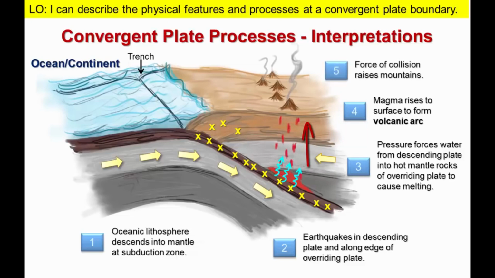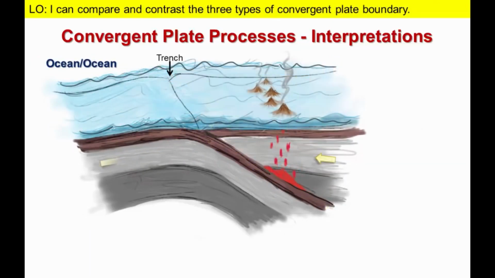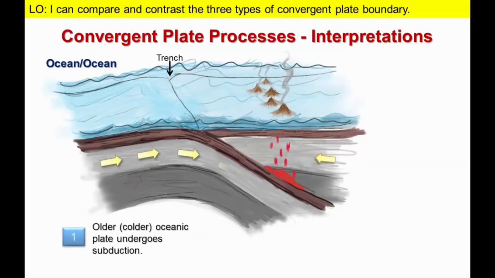Melting generates magma that rises to the surface to form volcanoes. Finally, the force of the collision produces mountains along the leading edge of the overriding plate. Similar processes occur where two plates of oceanic lithosphere collide. One significant difference is that we no longer have a contrast in the composition of the converging plates.